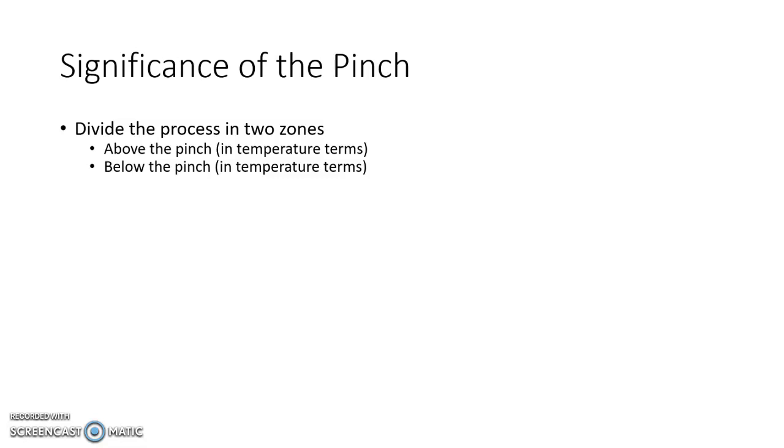One thing is for sure: at the pinch point there is no energy transfer. And that is the most constrained region of the heat exchanger network. Basically, it divides the process into two zones with respect to temperature, above the pinch and below the pinch. So if your pinch point is 60 and the temperature of the stream is 80, then it is above the pinch. If the temperature of the stream is 40, then it is below the pinch.